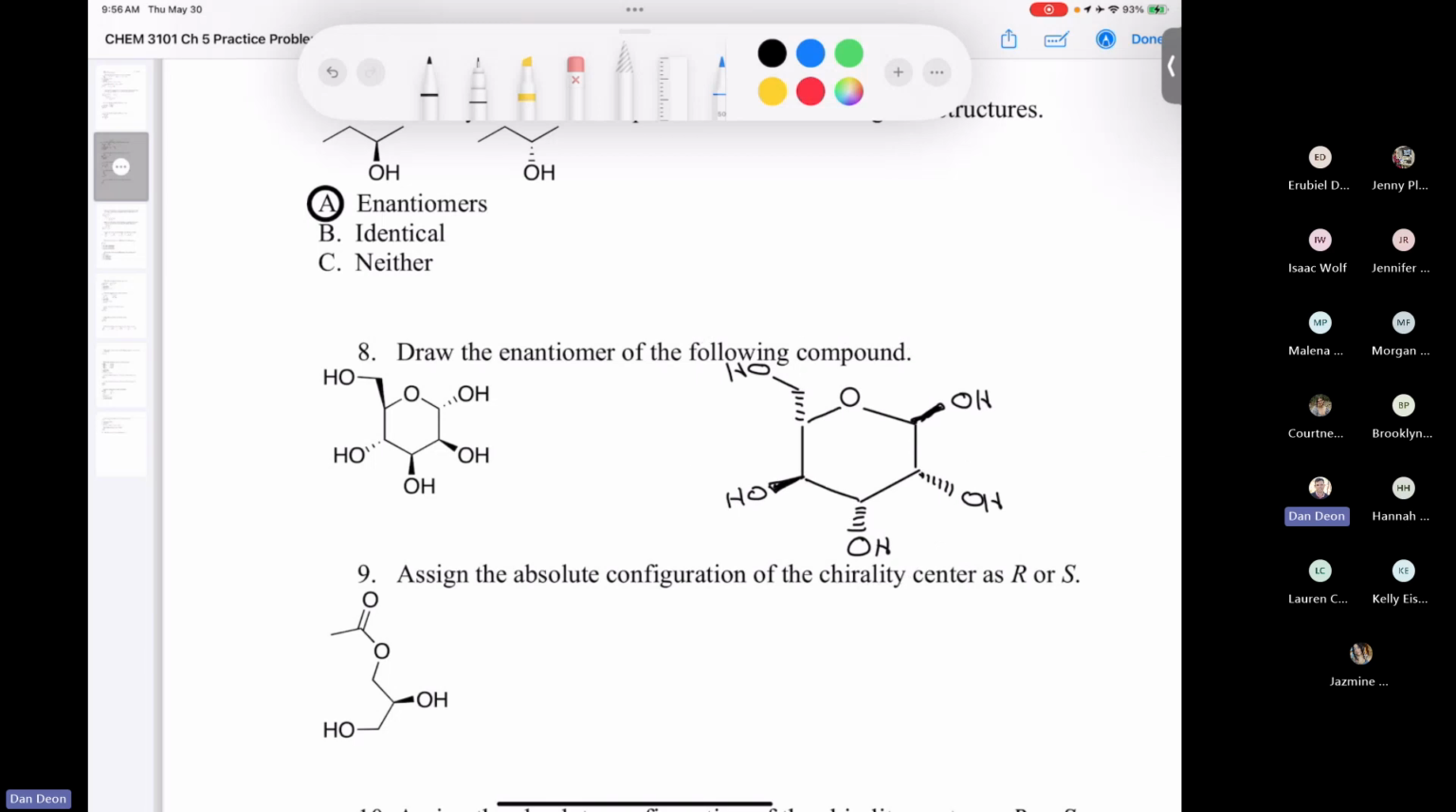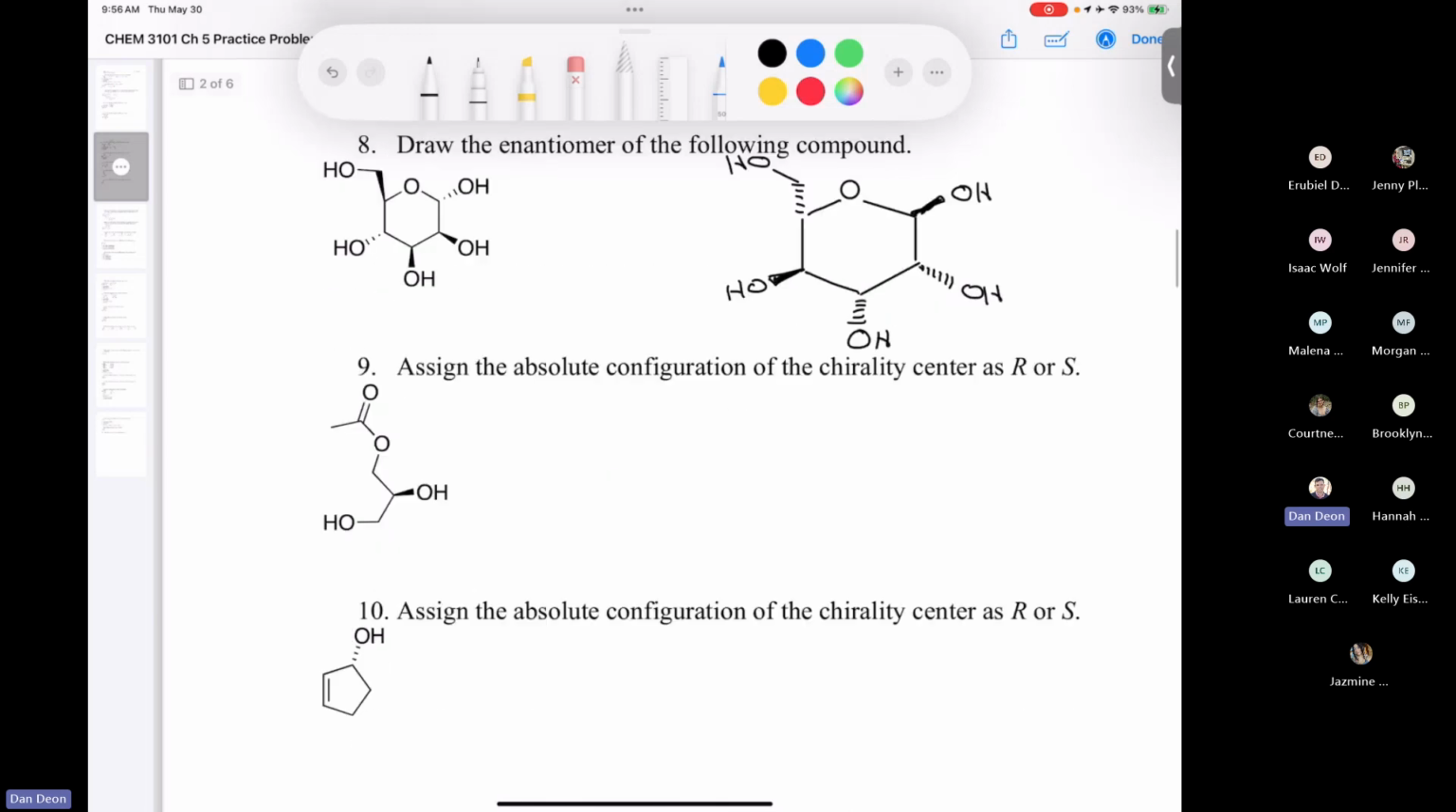Give me a thumbs up if you're like, I could draw an enantiomer. Flipping wedges and dashes is my game. I can do that. Awesome. I knew it.